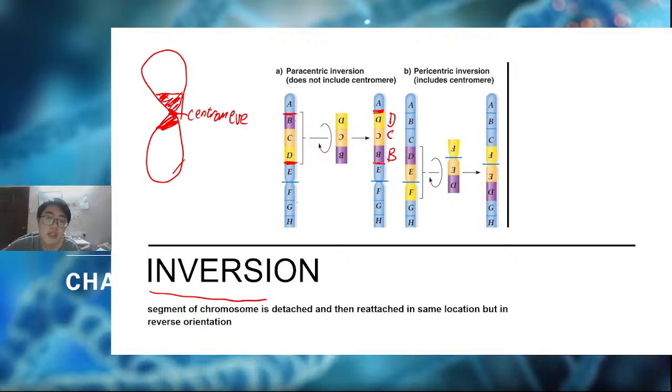This one includes only one chromosome. There is no crossing over with another chromosome. The location is still the same, it is only reversed. Similarly, D, E, F is reversed to F, E, D. Like that. So this is inversion, it is only reversed.